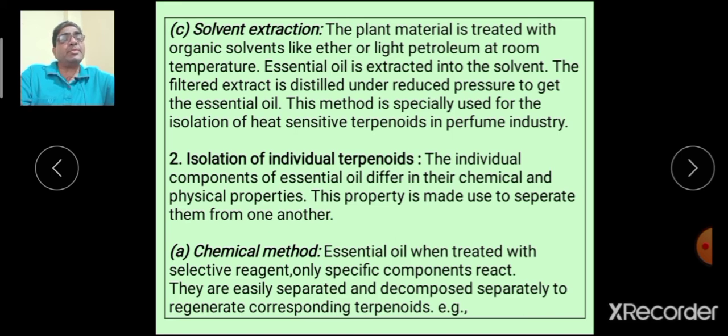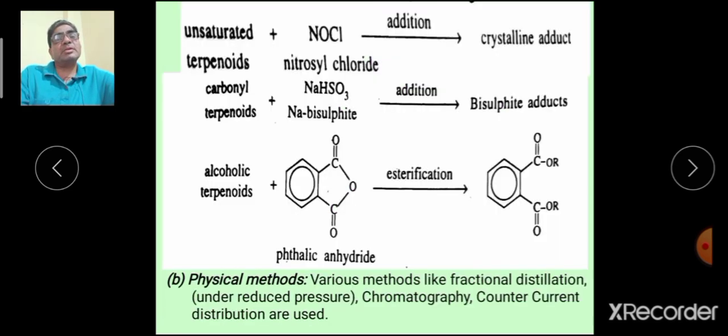These are chemical methods used for the separation of terpenoids into their individual ones. Here, unsaturated terpenoids react with nitrosyl chloride, and a crystalline adduct is formed by addition reaction, while carbonyl terpenoids on reaction with sodium bisulfite form an adduct, and alcoholic terpenoids on reaction with phthalic anhydride undergo esterification, and an ester is obtained.